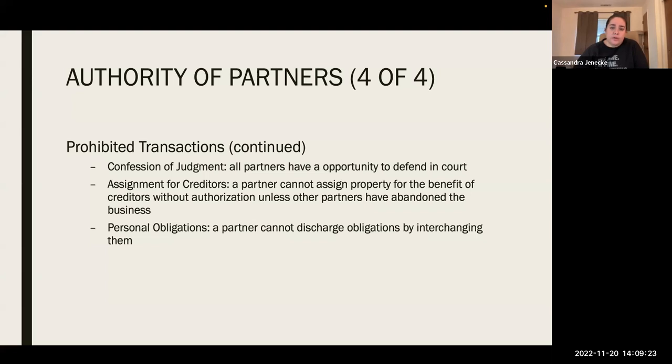The assignment of creditors and personal obligations. So that all has to do with business obligations, credit, issues that arise from the business borrowing money and then an individual borrowing money. Ultimately, the partner cannot assign property for the benefit of their creditors or the business's creditors without authorization from the other partners, unless the other partners have abandoned the business. Similarly, a partner can't discharge their obligations by interchanging them.